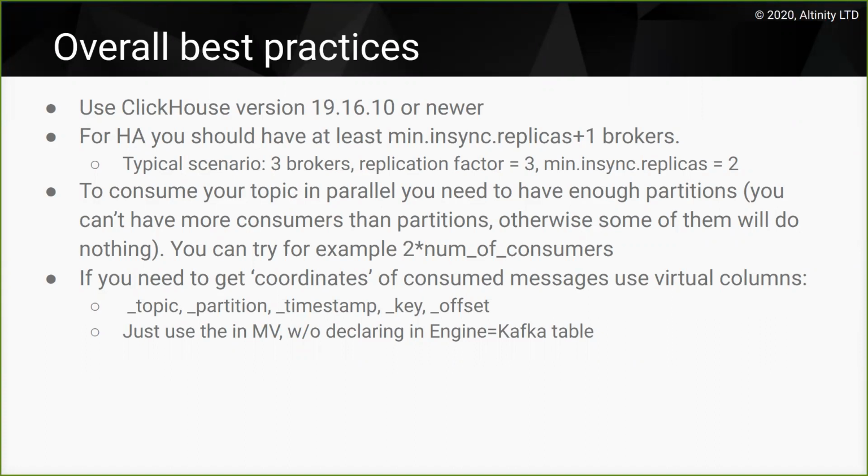One typical problem when you start using Kafka is that to consume the topic in parallel, you need to have enough partitions for every consumer. So for example, if you need to consume the same topic with 3 ClickHouse nodes, you need at least 3 partitions in that topic. If you have only 2 partitions, one of the ClickHouse servers will do nothing. It will have no assigned partition and will not be able to consume anything.